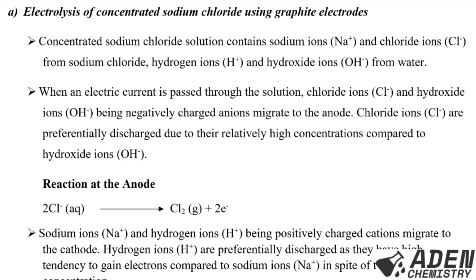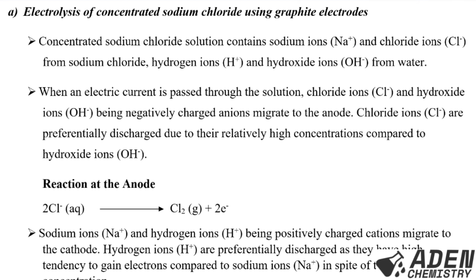So here we're saying concentrated sodium chloride solution contains sodium ions and chloride ions from sodium chloride, hydrogen ions and hydroxide ions from water. Remember, we are dealing with a non-binary electrolyte and we are given concentrated sodium chloride. So we are going to have the sodium chloride, that's the ionic compound, decomposing to produce sodium ions and also chloride ions, and the water, which is also in the solution, ionizes to form hydrogen ions and also hydroxide ions.